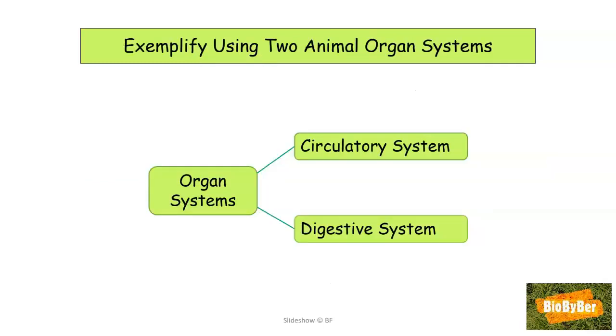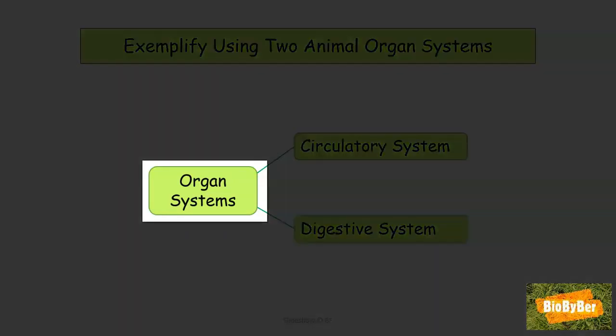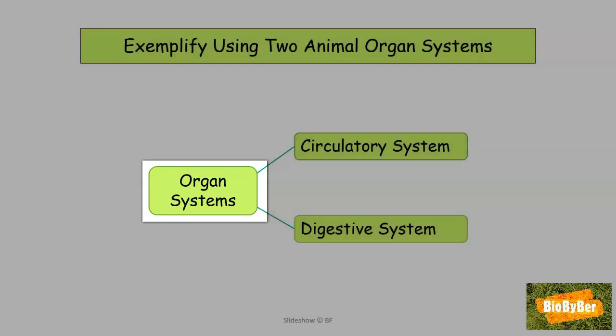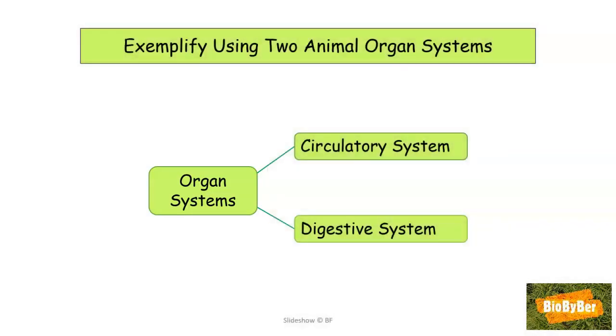As we've said, the objective of this lesson is to know the definition of an organ system and exemplify it or illustrate it using two examples. The two examples that I'm going to use here are the example of the circulatory system and the example of our digestive system. We're now going to take each of these systems in turn and show how they exemplify or illustrate the definition of an organ system.